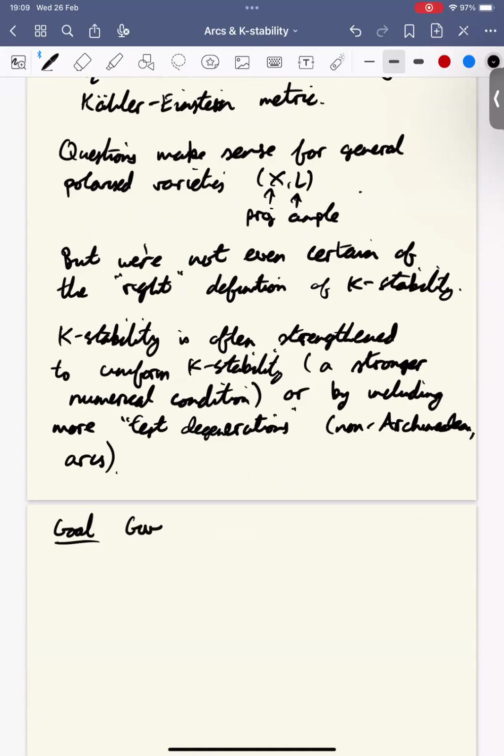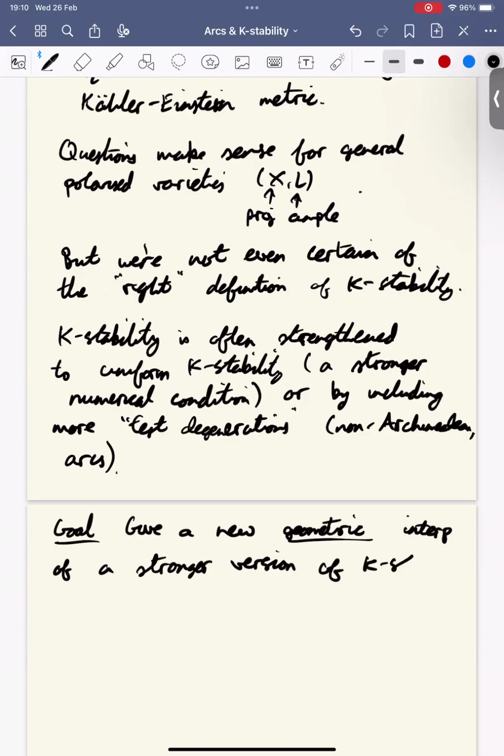So I'll give a new, rather than numerical, genuinely geometric characterization of what K-stability actually means, but really a stronger version of K-stability. So a new geometric interpretation of a stronger version of K-stability. Okay, this is uniform K-stability with respect to arcs. I'll try to explain what these things are with an emphasis on the theory of arcs.